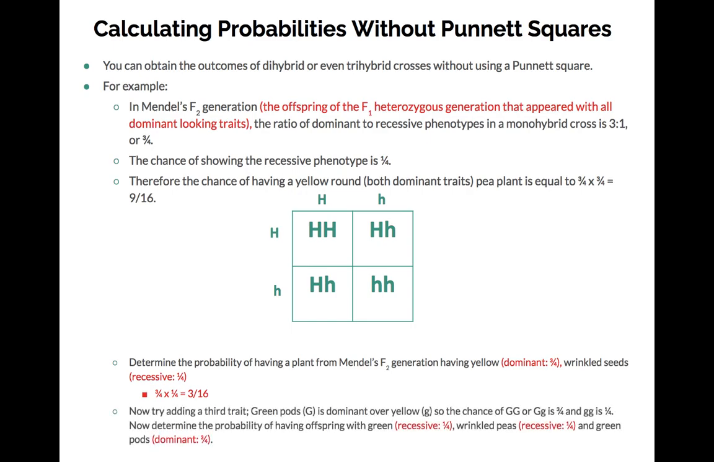Now, last one. Now we're going to try adding a third trait. Green pods is dominant over yellow, so the chance of getting big G is 3 out of 4, and little g is 1 out of 4. So now we're going to determine the probability if you have green wrinkled peas and green pods. Green was recessive, wrinkled peas was also recessive, and green pods, which the problem says is the third trait, is dominant. So multiply those three together and you get a 3 out of 64 chance of having those three traits. Now, if we didn't have probability, you would have had to draw a 64 square Punnett square, which we do not want to do.